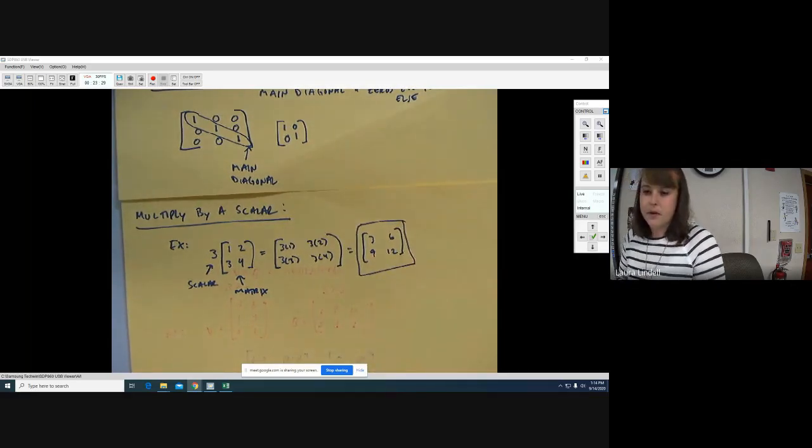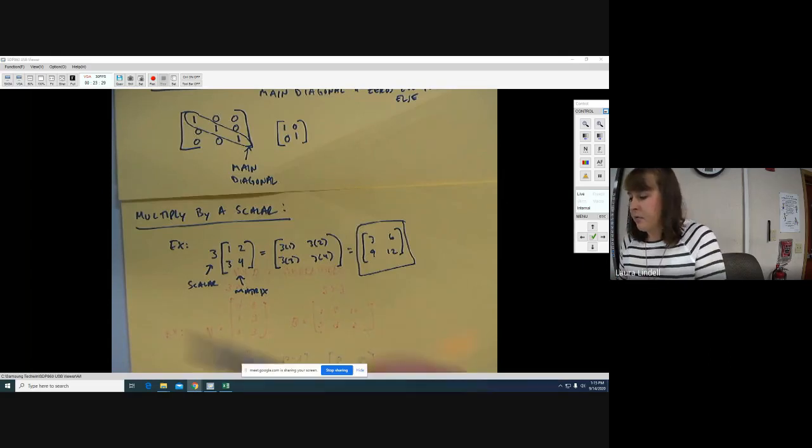Okay. So hopefully that one is probably the easiest one of all. It's just like the distributive property. Just giving that number to all of the others.